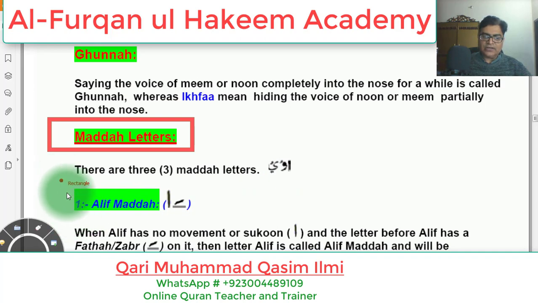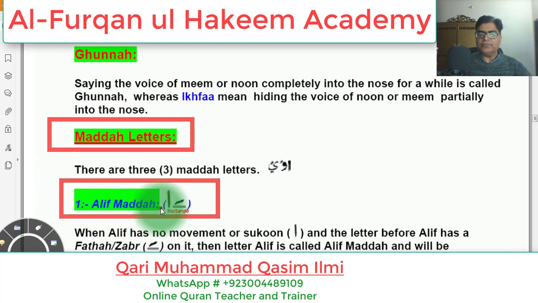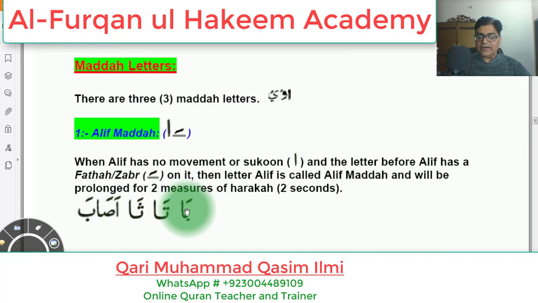Number one, Alif Maddah. When there is a zabar before alif, then alif becomes a Maddah letter. When alif has no movement or sukun, and the letter before alif has a fatha, a zabar on it, then the letter alif is called alif maddah and will be prolonged for 2 measures of harakat, 2 seconds. Ba, zabar alif, ba.